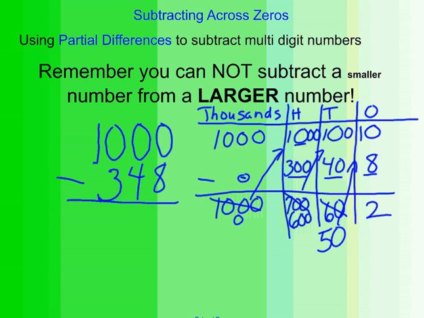Now, I have no thousands. I have 652. 1,000 minus 348 equals 652. Notice when I write 652, my 600 is in the hundreds place, my 50 is in the tens place, and my 2 is in the ones place. Every digit should be in its right place because it shows a certain value.